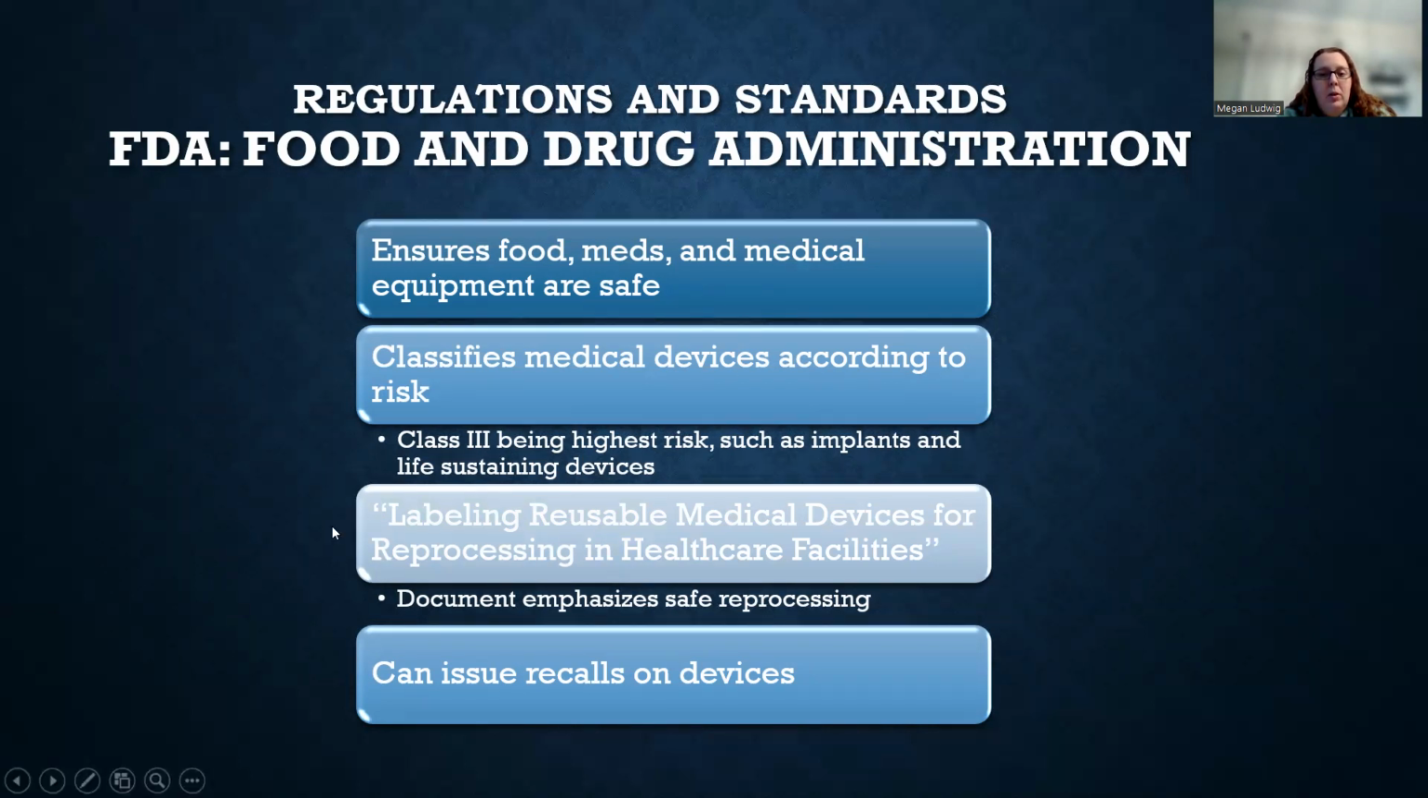They also put out this labeling, reusable medical devices for reprocessing. So anything that has to be reprocessed, the FDA has made a document about that. So we really want to emphasize safe reprocessing, and that things that maybe shouldn't be reprocessed don't accidentally get reprocessed. You have to be very careful knowing what can and cannot be reprocessed. Otherwise, you could cause harm to the patient by reprocessing something that shouldn't be, right? And the FDA can also issue recalls on devices. So if it comes back that maybe this particular item used in surgery, this device is causing harm to a patient, there's been a lot of reports on that, they could issue that recall so no one else gets harmed.